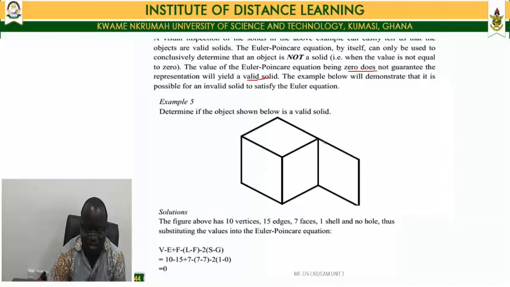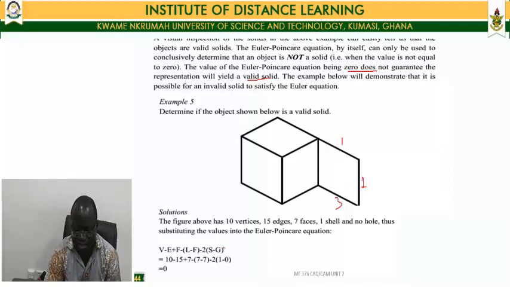The number of faces: the cube has 6 faces, and then we add this side as a 7th face. Then the shell, obviously the skin around it, is 1. There's no penetrating hole, so the genus is 0. Now when we do this construction, we will get 0. But as we can see, this is not a valid representation.